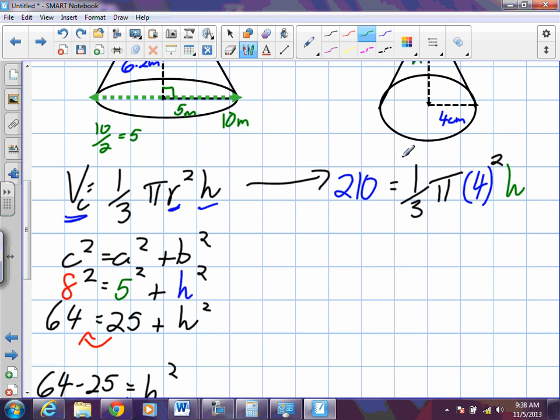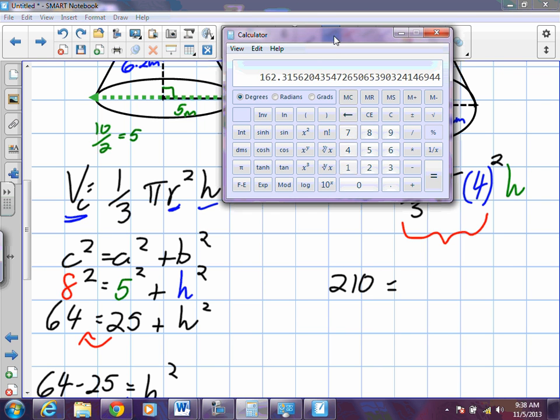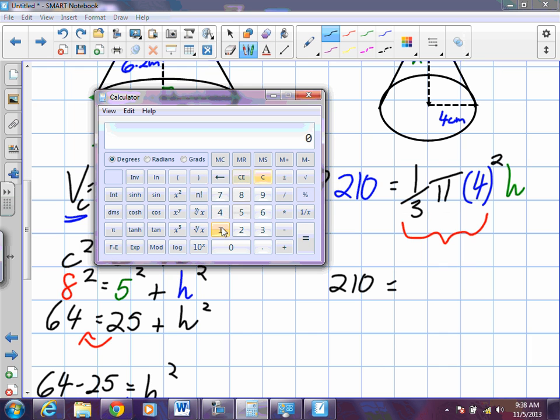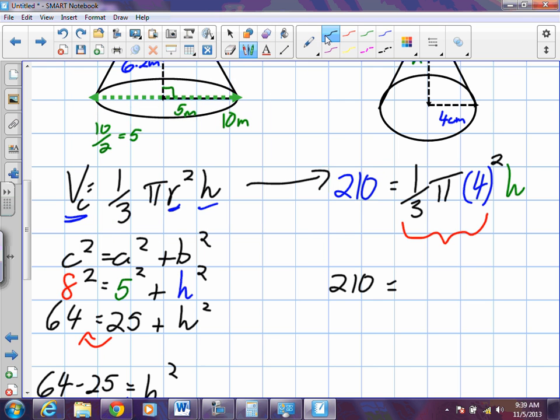So there are a couple ways we could do this. The first way, which might be the easiest, is to get a value for all of these before we move anything over. So we have 210 is equal to, let's put this in a calculator. What is 4 squared, guys? 16. Great. 16 times pi, that's the first two parts. And then when I multiply by 1/3, it's the same as dividing by 3. 16.76. So I've just equated all of this, and I'll put it in red here.